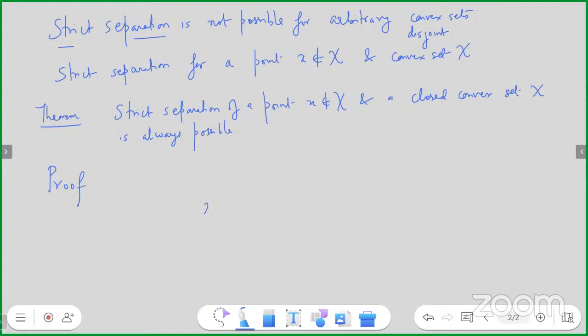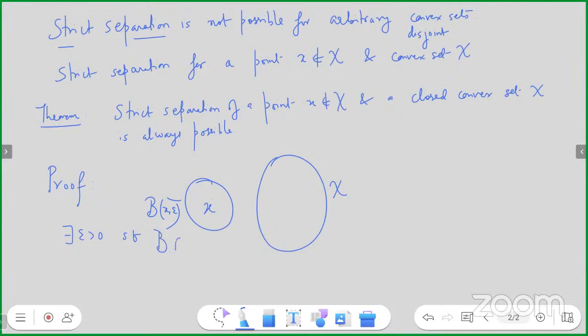Okay. So here is the point X. Here is my chi. What I'm going to do is put a ball around X. We'll call this ball B(X, epsilon). This is standard notation. X is its center, epsilon is the radius, and this is the ball. Now there exists an epsilon such that B and chi are disjoint, right? So there exists epsilon greater than 0 such that B intersection chi is equal to the empty set.